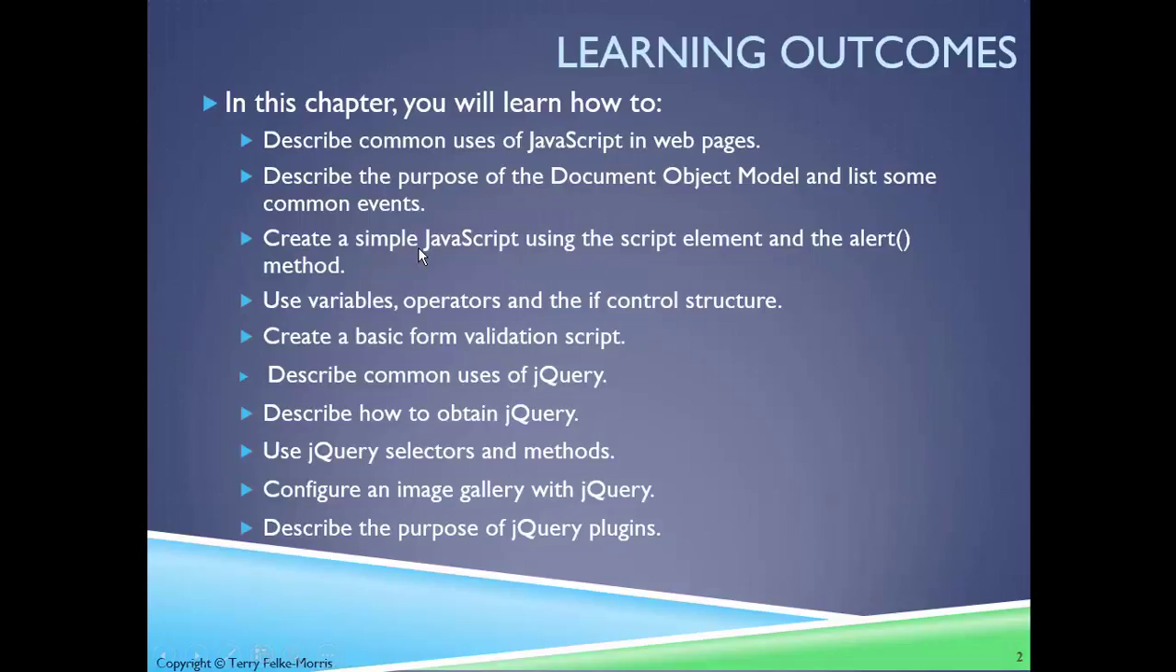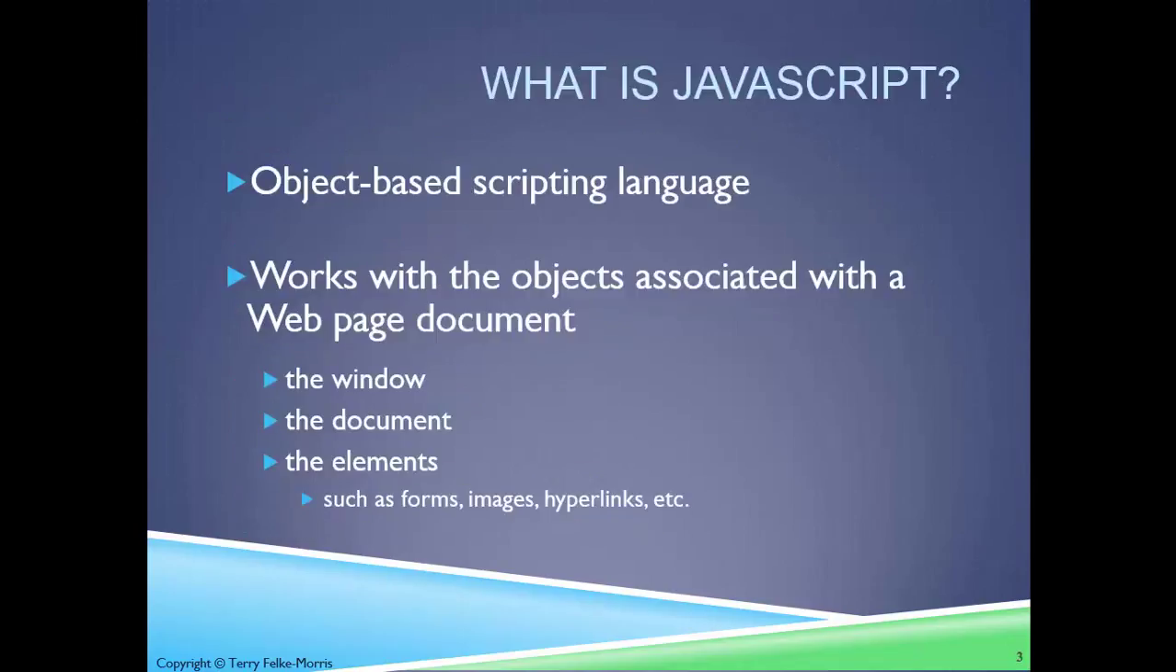Chapter 14 discusses JavaScript and also one of the JavaScript libraries, which is called jQuery. We're going to talk about JavaScript and its purposes, and how it interacts with something called the DOM, the Document Object Model. We'll do some work with JavaScript, and then talk about jQuery, its uses, where you can obtain it, how to use it, the jQuery selectors and methods, and a few other things. So let's get going.